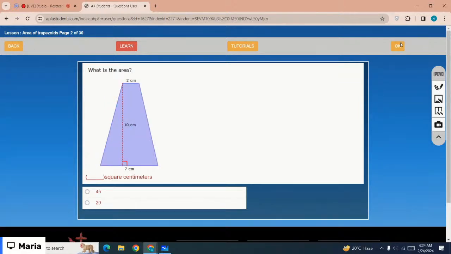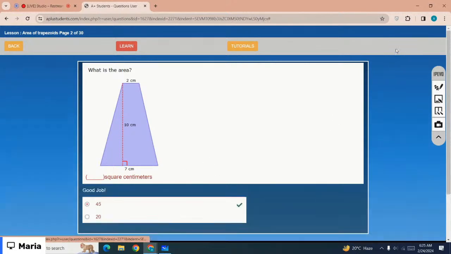Okay, the next one is what is the area? So which is the correct option? You have to add both the bases, 7 plus 2 is 9. Then you have to multiply it by 10. 9 times 10 is 90. You have to divide it by the 2. So the correct option is 45 square centimeters. Got it?